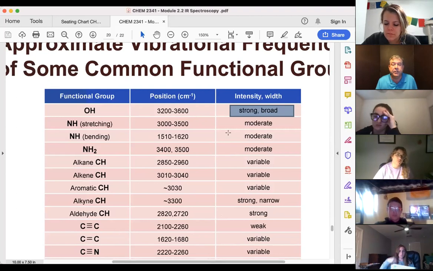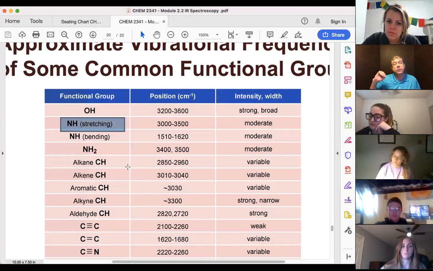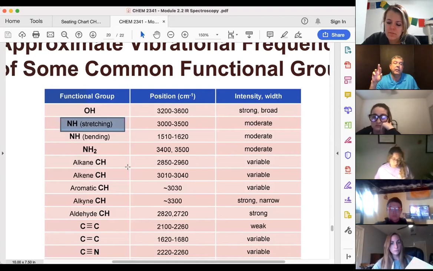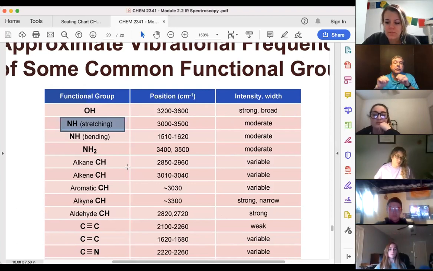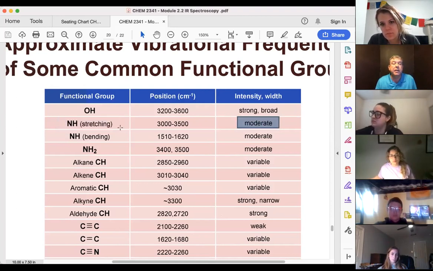Now, nitrogen is not as strong, but notice when we had two hydrogens, we had two peaks. It's because they have a stretching peak, and each hydrogen can stretch independently. So when we have a primary amine, we can get two peaks there. If we have a secondary amine, we can get one peak there. But these are typically moderate in strength because the electronegativity difference between nitrogen and hydrogen is not as great. That's a slightly longer bond, and so it has a slightly lower energy. And it's slightly less polar, so it has a lower intensity.